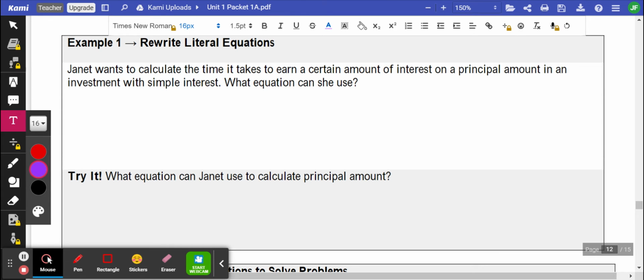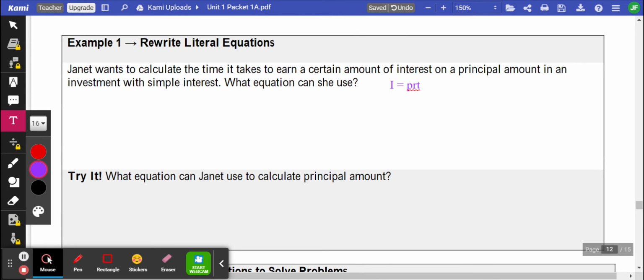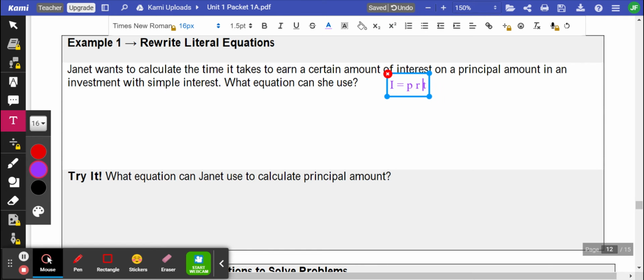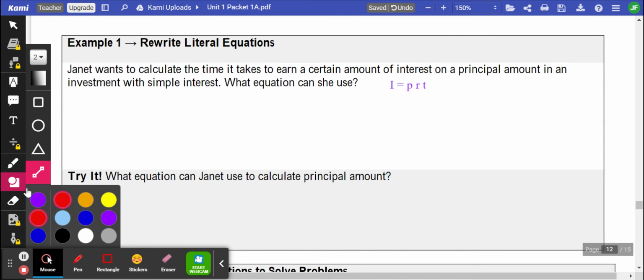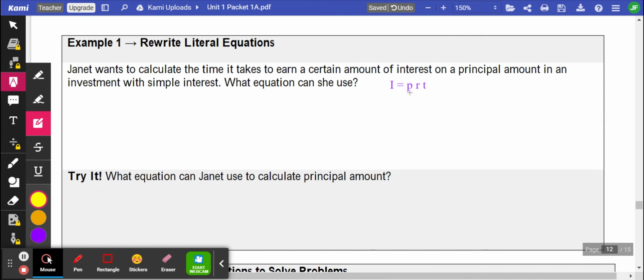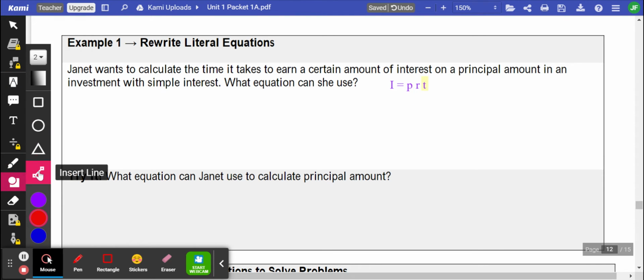Janet wants to calculate the time it takes to earn a certain amount of interest on a principal amount in an investment with simple interest. What equation can she use? Okay, so the formula for simple interest is interest equals the principal times the interest rate times the time. If we wanted to solve this to figure out how much time it takes to earn a certain amount of interest, we need to isolate or solve for the time, so the t. And those are all really next to each other. I just split them out so you can see the letters a little bit better.